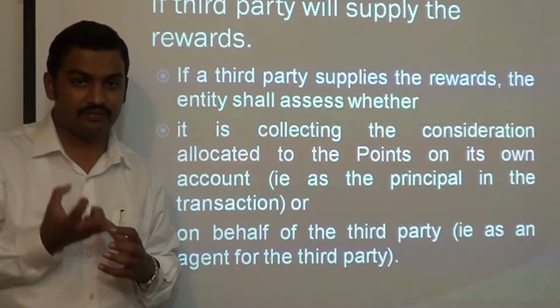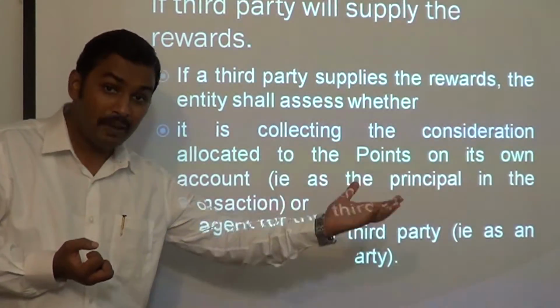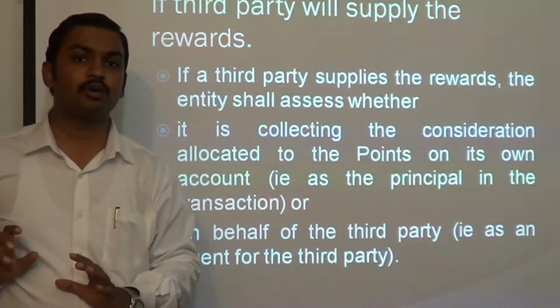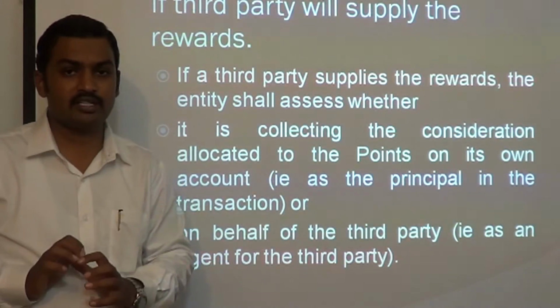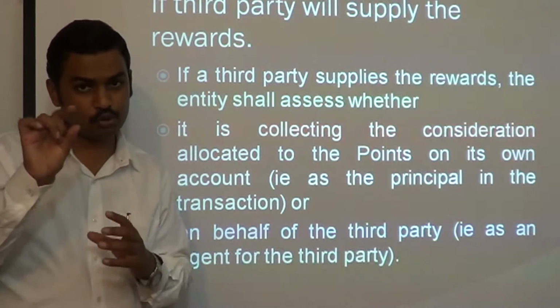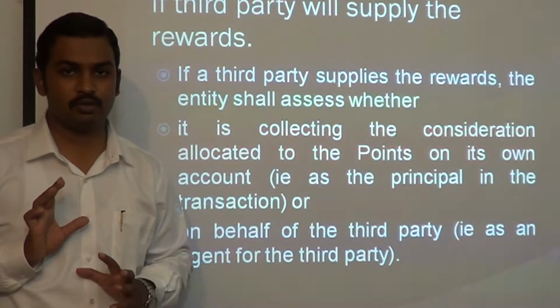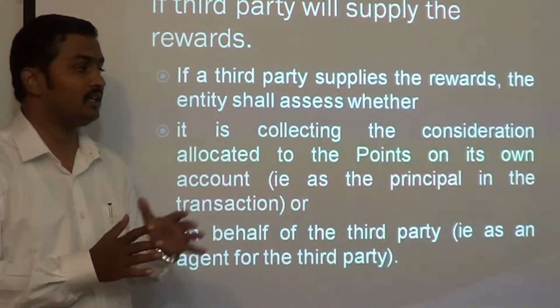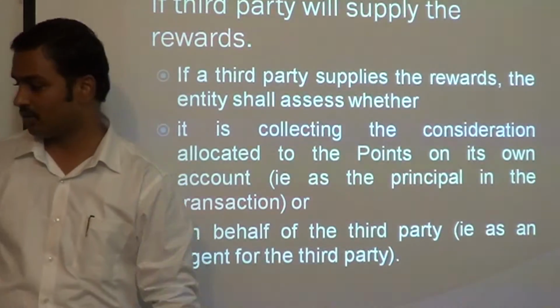In such cases, whatever I have collected, subtract whatever I have to pay to the third party, the net amount I will book as revenue. I am not going to show the gross amount as revenue and the gross amount as expense. I am going to show only the net amount as income in my books of account. So this is how I do the accounting when a third party is going to supply the rewards.